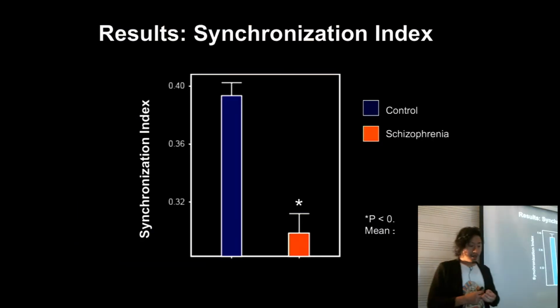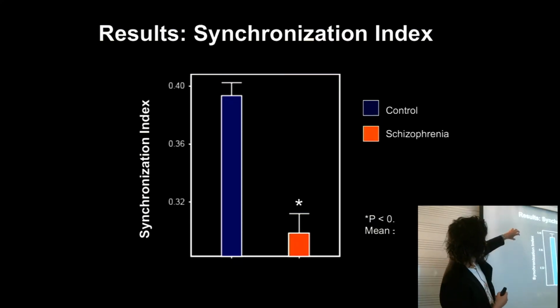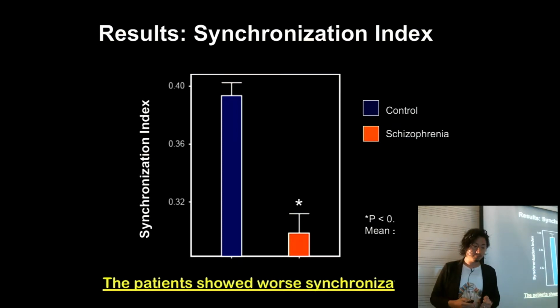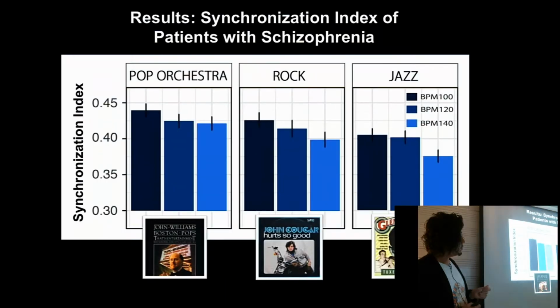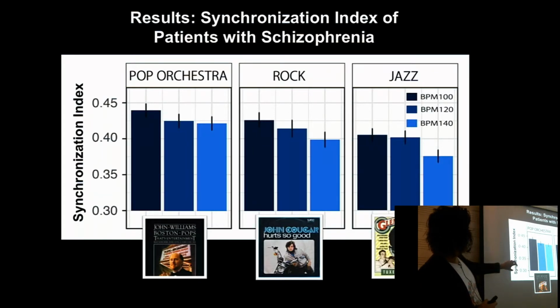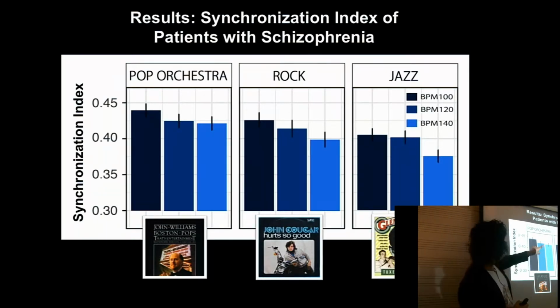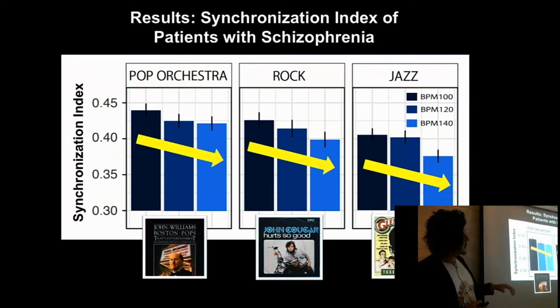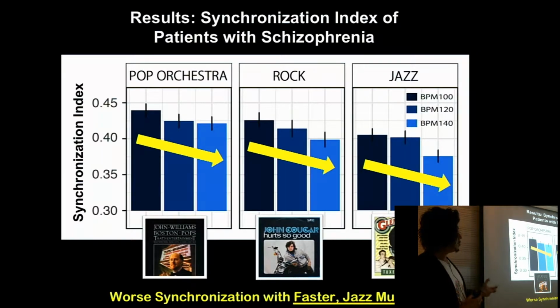And here are the results. This is the vertical axis of the synchronization index, and we found that the patients showed worse synchronization compared with the controls. And also, when we analyzed the data from the patients, this is the synchronization index for a pop orchestra song, a rock song and a jazz song, at 3 BPMs. We did find significant differences, an effect of the tempo and also an effect of the genre of the music. So patients showed worse synchronization with faster jazz music.